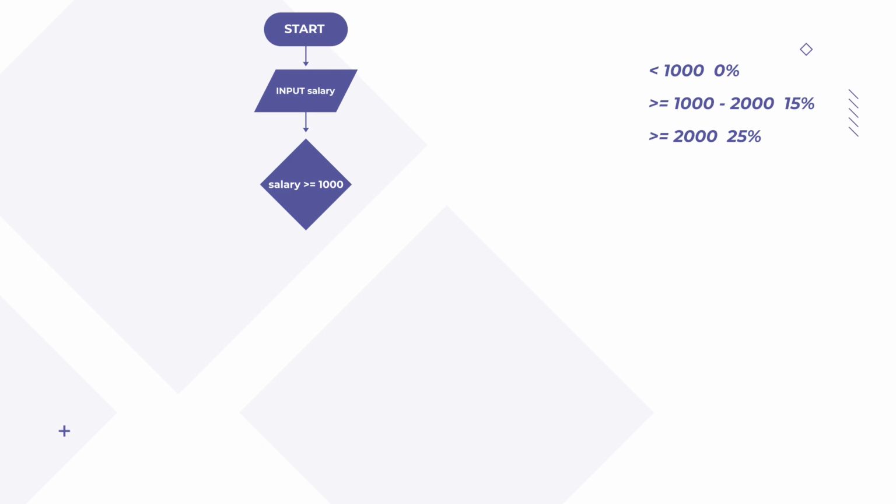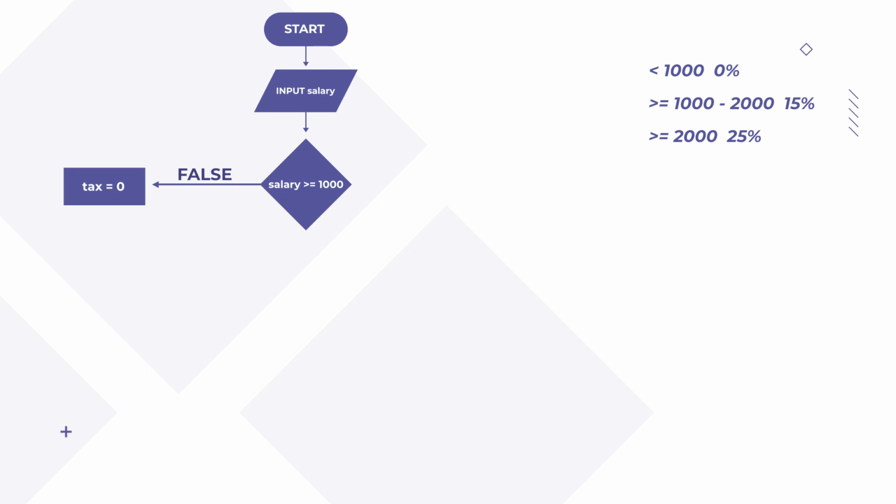So my friends, look at our requirement. If the salary is less than 1000, the tax is zero. We do not have to pay any tax. So here is the condition: salary is greater than or equal to 1000. If this condition is false, it should store zero in the tax. This condition will be false only when the salary is not greater than or equal to 1000, which means when it is less than 1000.